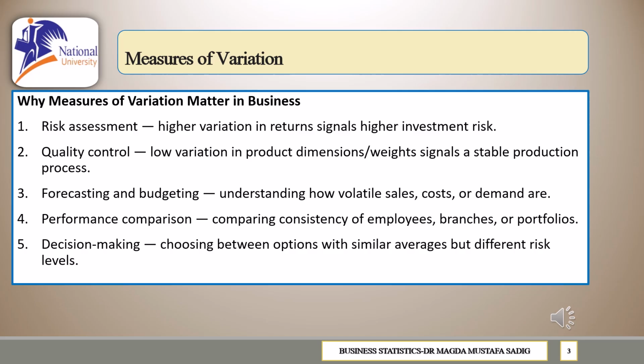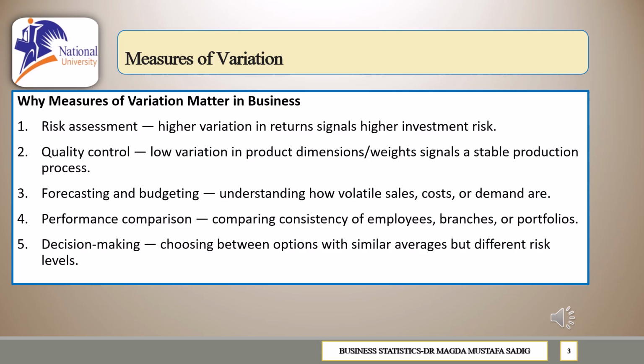Third, forecasting and budgeting. Business managers need to forecast sales, cost, demand, and revenue. Variation tells managers how stable or volatile these figures are. For example, if monthly sales fluctuate greatly, forecasting future sales becomes more difficult. Therefore, understanding variation helps managers prepare more realistic budgets and forecasts.